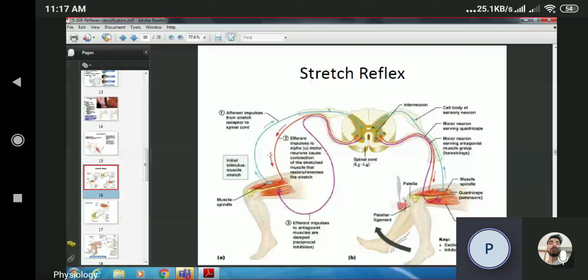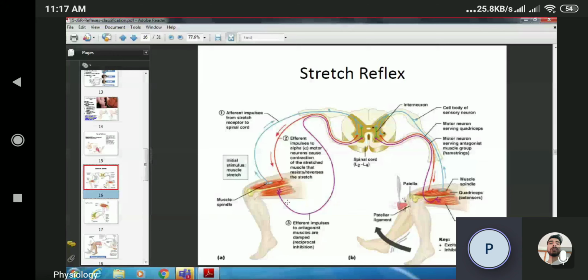Number one, afferent impulses go from the stretch receptor to the spinal cord. When we strike with a hammer, afferent impulses go to the spinal cord from the stretch receptor. Then in the spinal cord, efferent impulses go to alpha motor neurons. These are alpha motor neurons, because it causes contraction of the stretched muscle that resists or reverses the stretch.